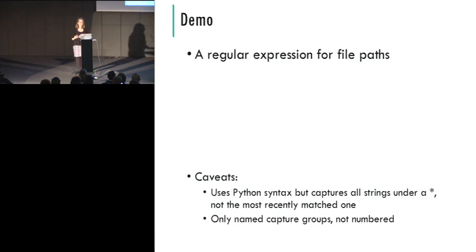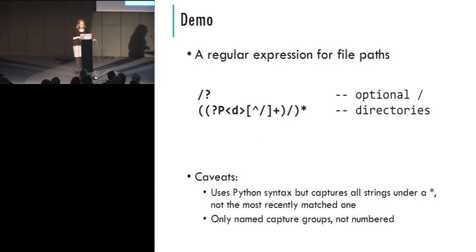So what does a file path look like? Maybe it starts with a slash, maybe it doesn't, depending on if it's top level or not. Then we have the next part for the directory structure, and here's where we have that capture group. We have any number of directories. All the directories end with a slash, but the directory name itself is a non-zero list of characters that doesn't include a slash, and I've captured them.